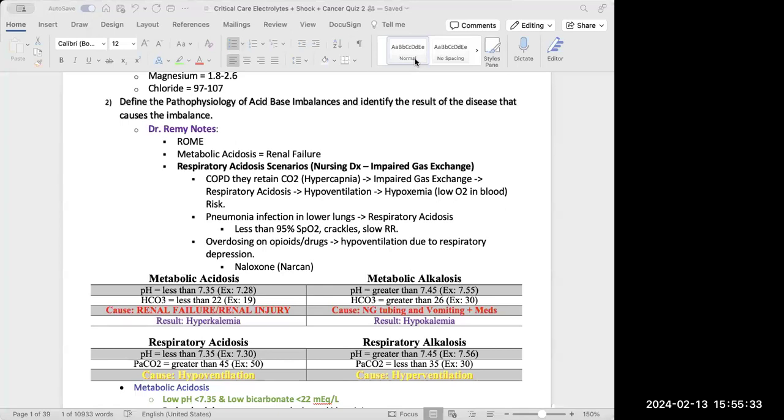And metabolic alkalosis will be a pH greater than 7.45 and a bicarbonate greater than 26, because normal bicarbonate is 22 to 26. Whereas for renal failure, the problem is that we can't regulate those electrolytes, so they just continue to accumulate. And potassium especially is excreted in our urine. About 80% of it is excreted through our urine. So if the kidneys aren't working, we can't excrete potassium and it accumulates. And that's why we get hyperkalemia.